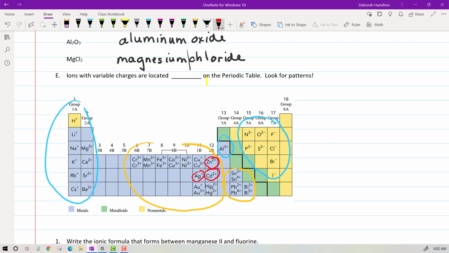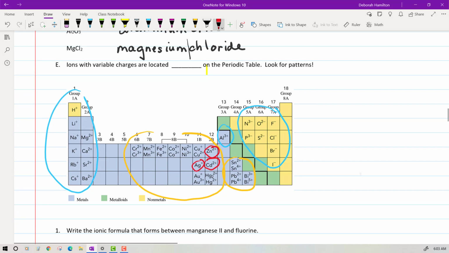Okay, so if you've downloaded your PDF that has the reference tables on it, you can make some marks to show your patterns. When we write formulas that have these elements that have variable charges on their ions, we have to handle them in a special way. And we handle them by using Roman numerals to show the charge that we want to apply to the compound.